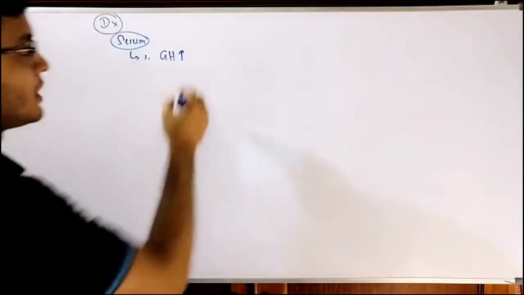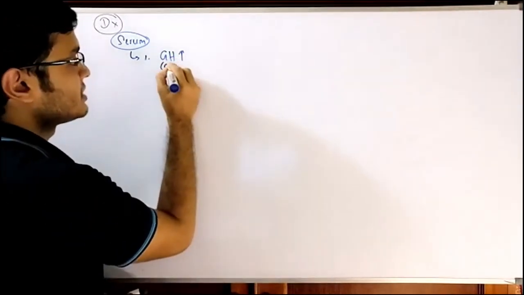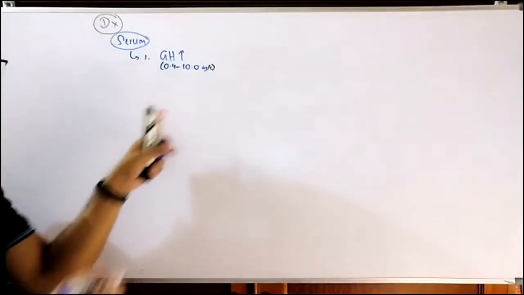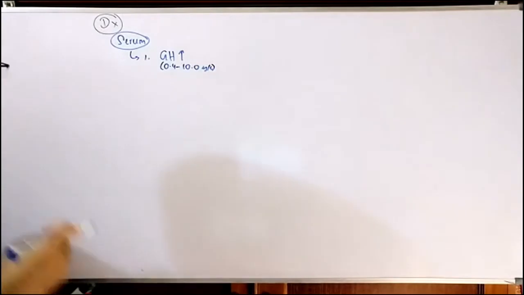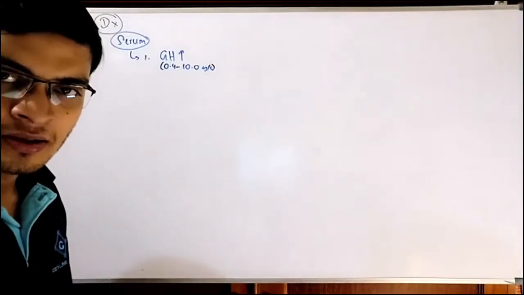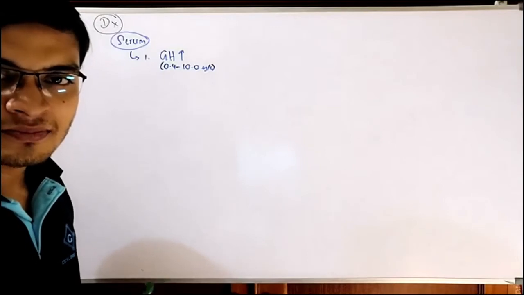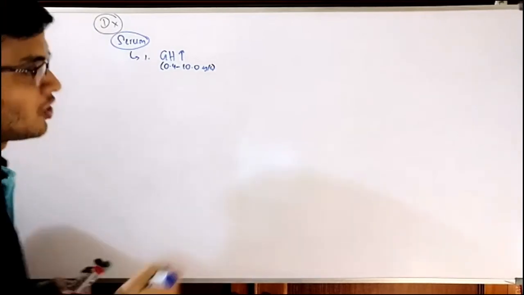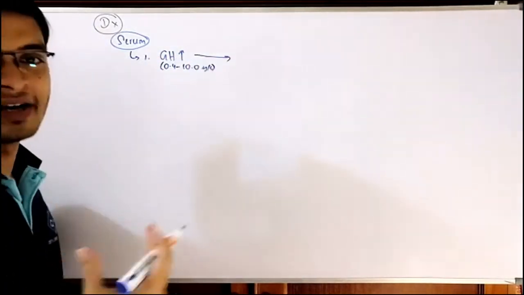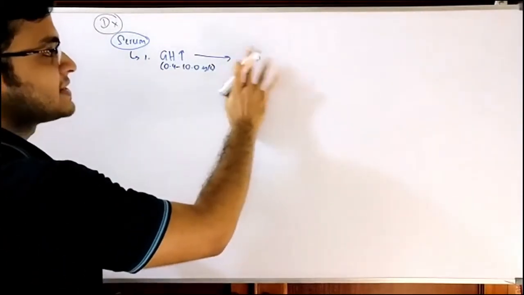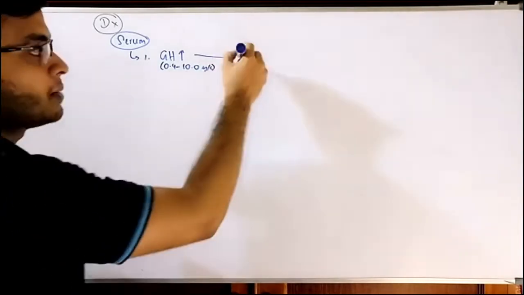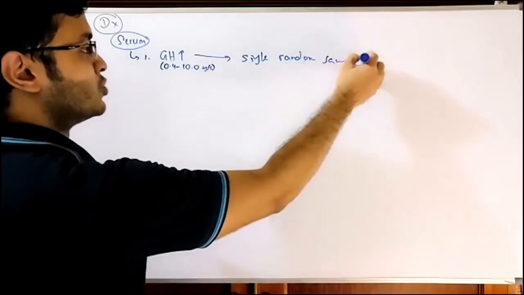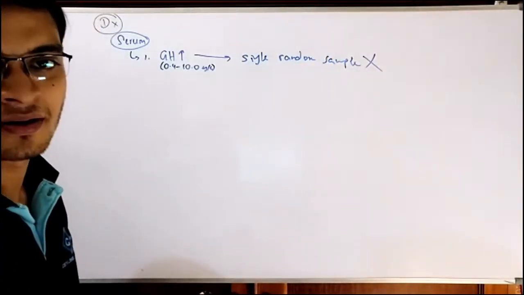The problem is, guys, what is the normal range of growth hormone? We said about 0.4 to 10.0 micrograms per liter. This is the normal range, so it will be greater than this. What is the problem with growth hormone measurements? It's pulsatile, and on top of that, it has a very short half-life. So this one, we don't generally use, especially a single random sample. It is useless to do it, right?